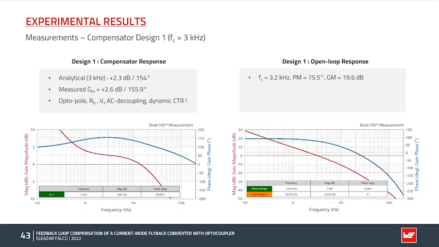The measured open loop response shows a crossover frequency of 3.2 kHz and a phase margin of 75 degrees with a gain margin of 19.6 dB. Example of possible adjustments could be to reduce the capacitor C1 in order to increase the compensator zero frequency, and with that, we can bring the phase margin down to 70 degrees.